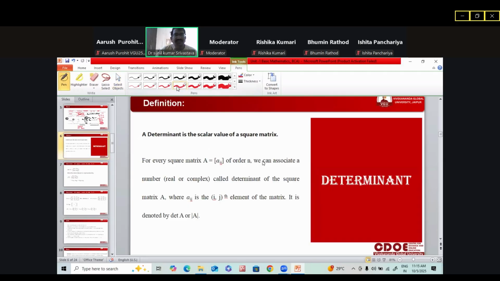Now, since this topic is related to finding the values of determinants, first we have to go into the definition of the determinant, not a detailed study of matrices. We will study that in the next part. Here we discuss the meaning of determinants. A determinant is a scalar value of a square matrix. What is a square matrix? A matrix in which the number of rows and the number of columns are equal.